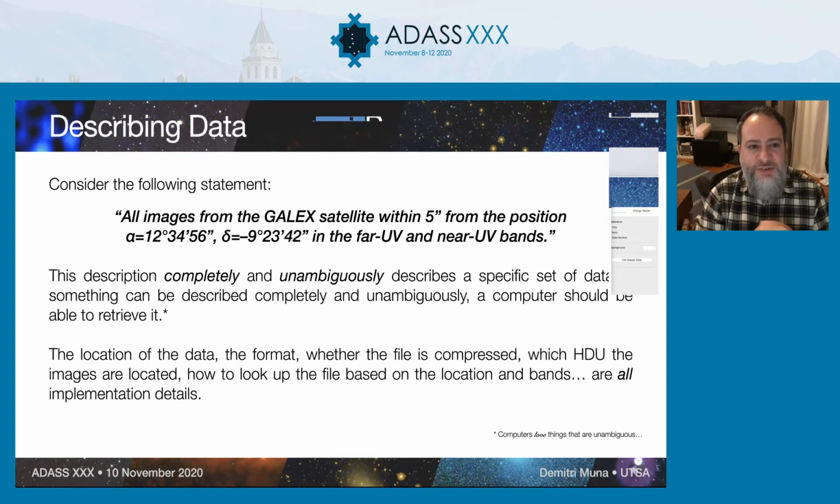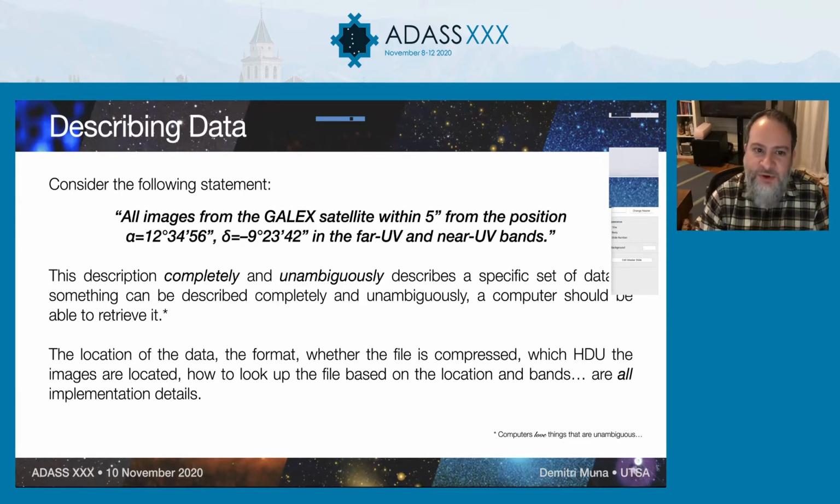So consider this statement: all images from the Galex satellite within 5 arc seconds from this position, or any random position, in the far UV and the near UV bands. Those are just a few words, but this description completely and unambiguously describes a specific set of data. And that's powerful in a sense.